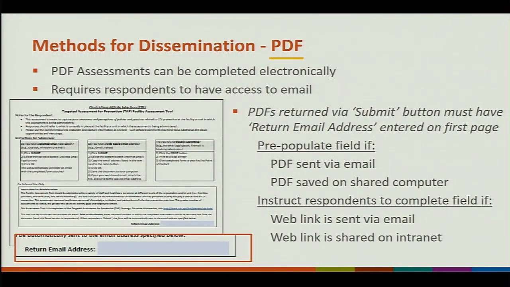They are available in PDF. So these are what's on our website. So the PDFs you can print and just do paper, or they can be completed electronically. To complete them electronically, there is a submit button at the end of it. Staff have to have access to computers and email addresses. So this might be best for the mid and upper level leadership that have ready access to computers and their emails. The PDF may be a good modality for them.